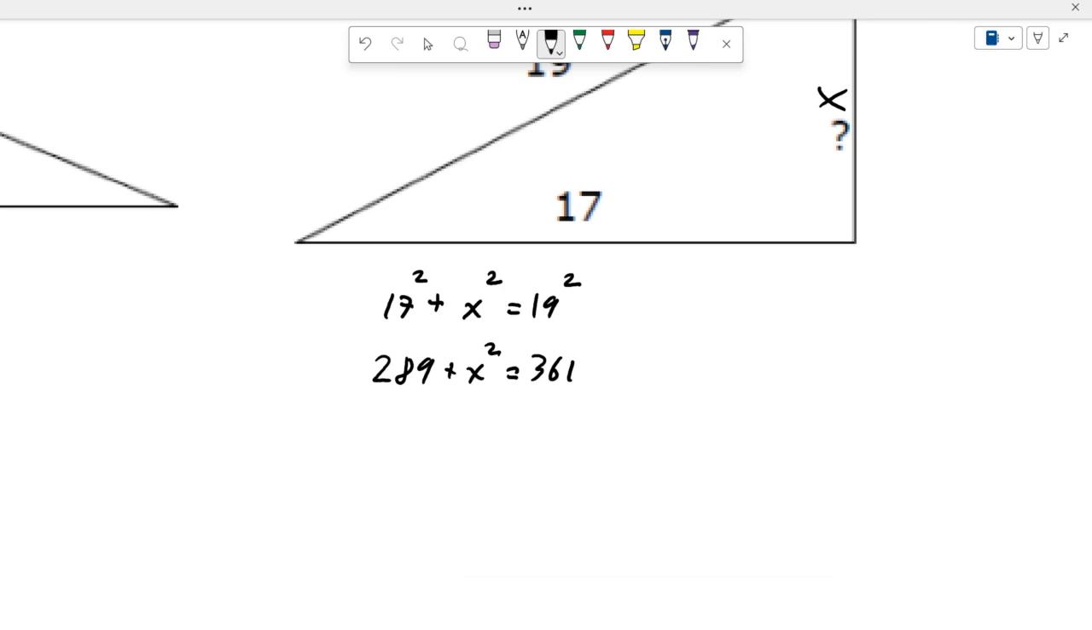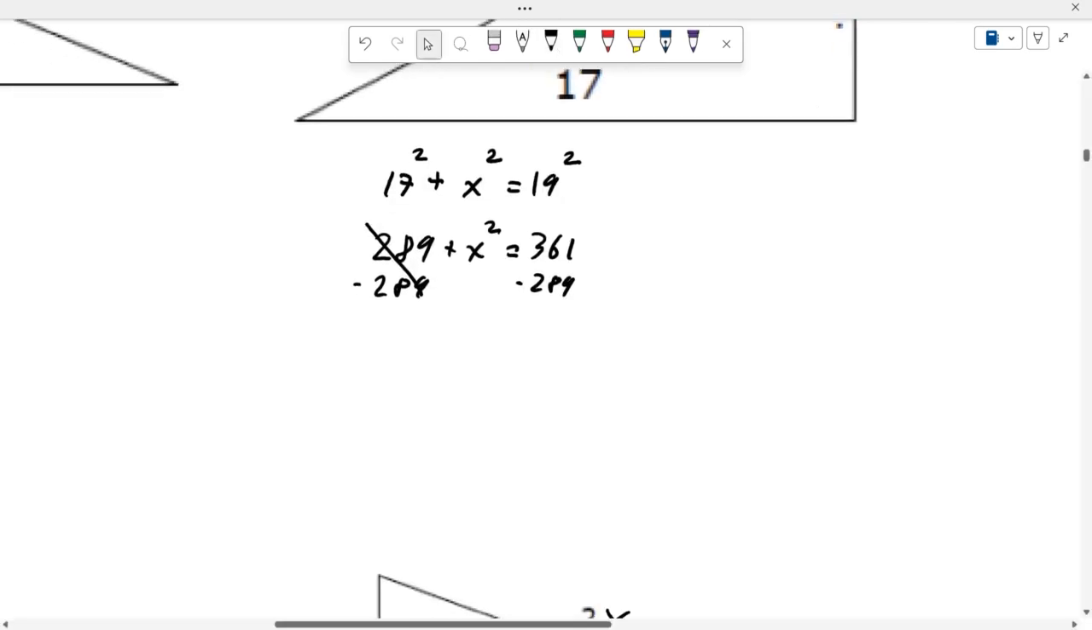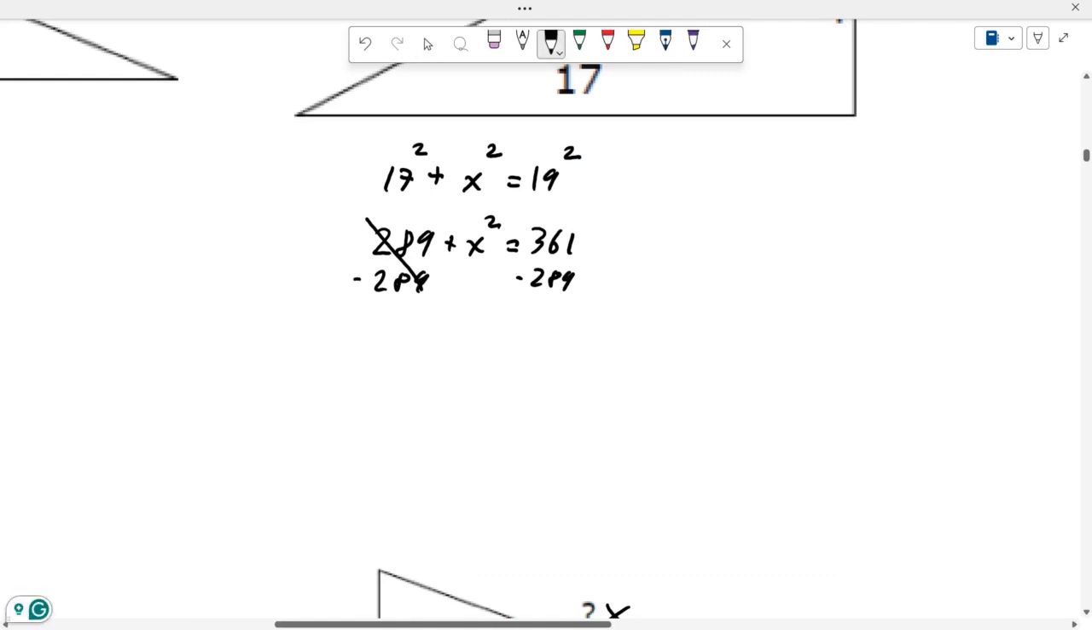Now I want to get x by itself. So the first thing I've got to do here is get rid of that 289. So we subtract 289, subtract 289, that cancels. And so we're left with x squared equals 361 minus 289, which is 72. So I take the square root of both sides, so I get x equals the square root of 72.